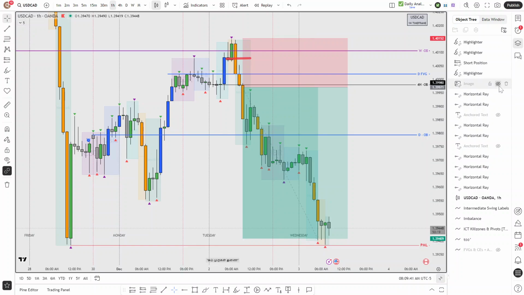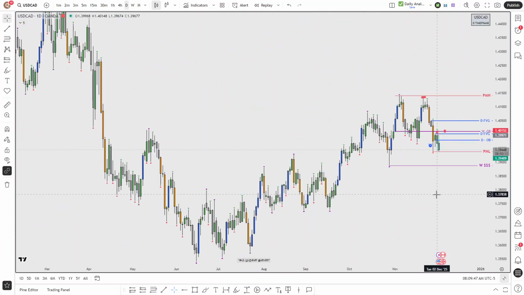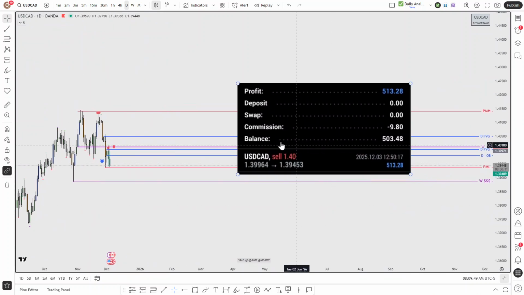So yeah, I will show the image. This is the trade that we took in our 25K account. And yeah, this is the profit we booked in this account.